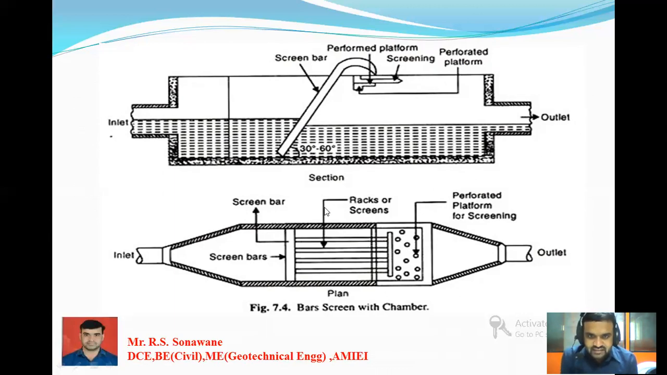You can see here, this is a section, this is a plan. The screen bars are provided in this direction, and this is perforated for screening. Perforated means fine holes on the platform, and these are the outlets, and this is the front of a screen chamber.